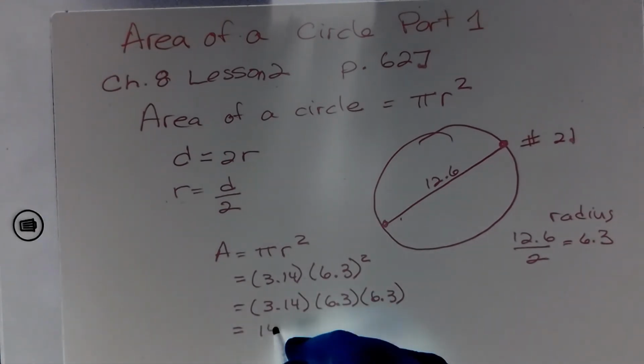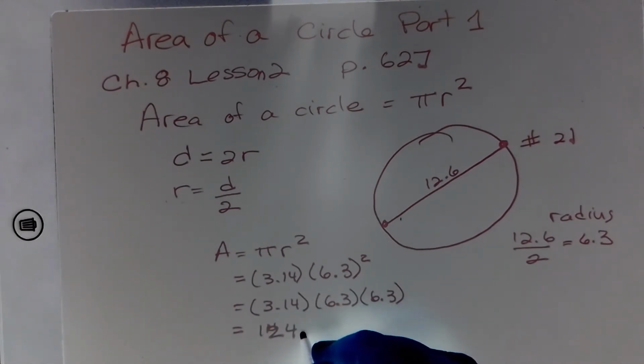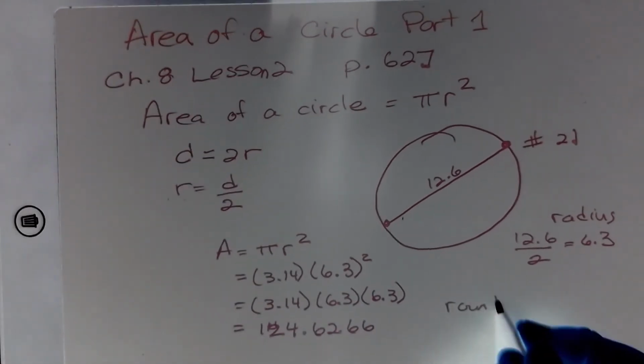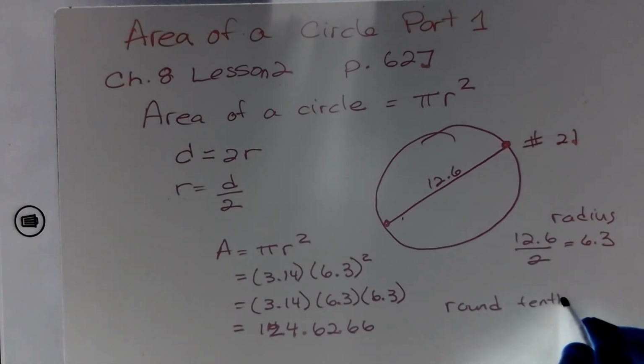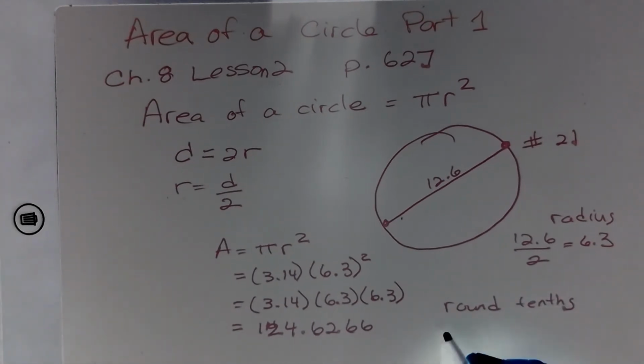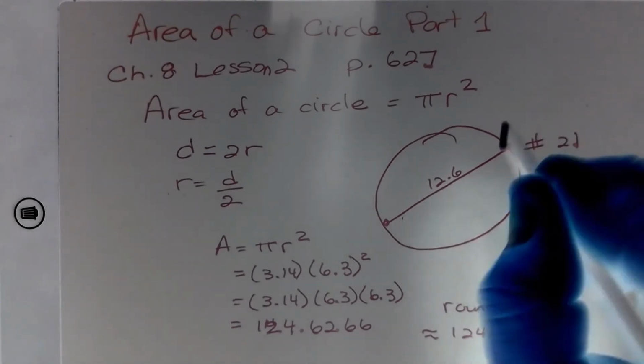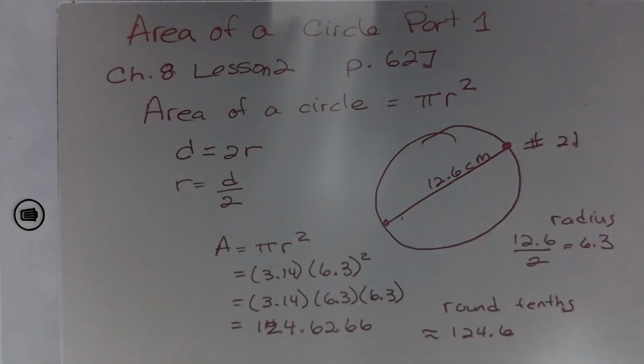124.6266. If we want to round it to the tenths place, 124.6, and I forgot to put the unit of measurement. The unit of measurement is centimeters. So your final end result, this is important, is going to be centimeters squared.